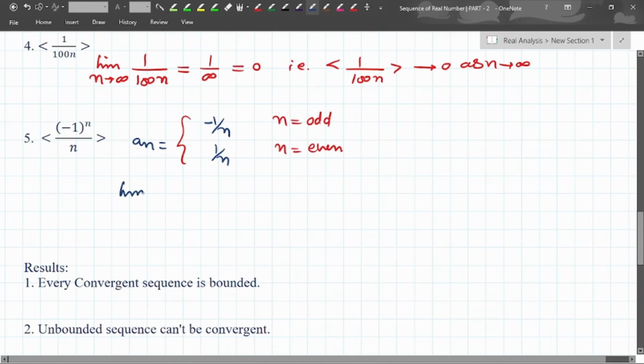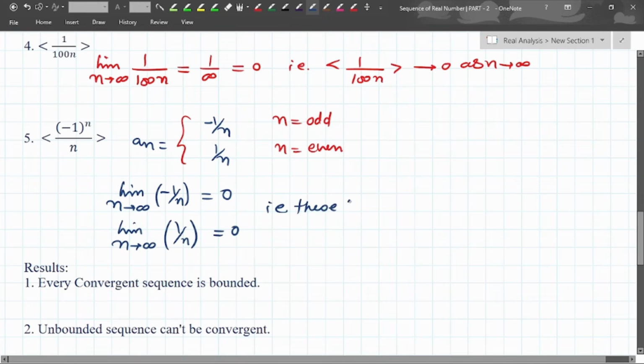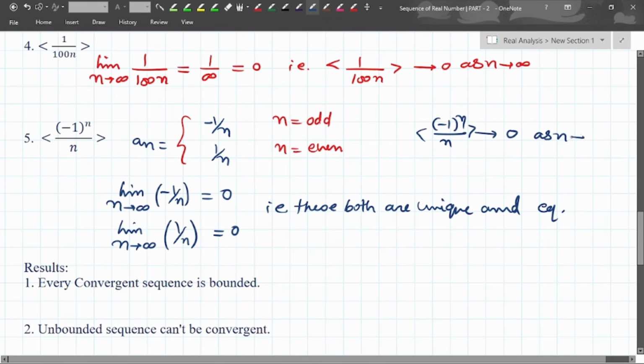If I take the limit as n tends to infinity of minus 1 over n, it is 0, and the limit as n tends to infinity of 1 by n is also 0. It means that these both are unique and equal. So minus 1 over n converges to 0 as n tends to infinity. This is also a convergent sequence.